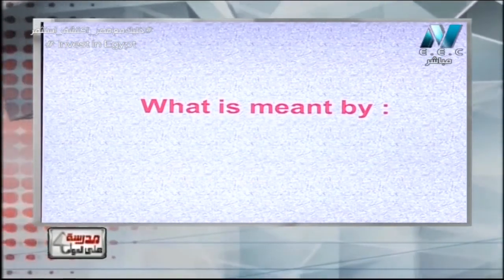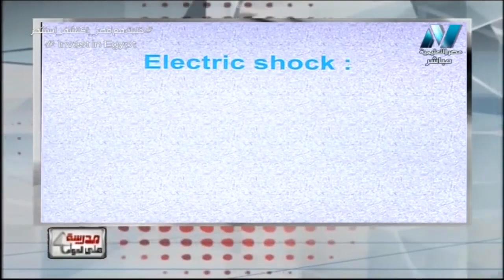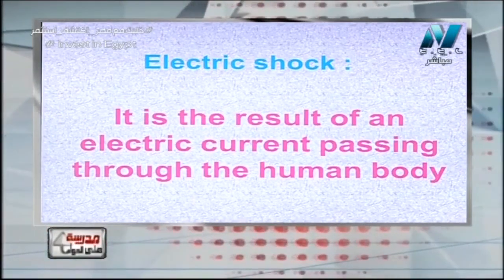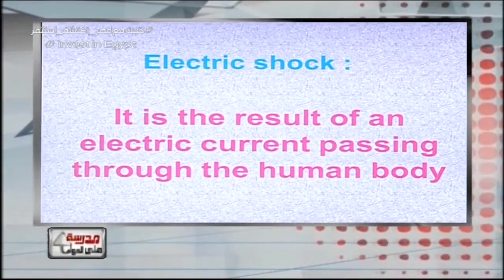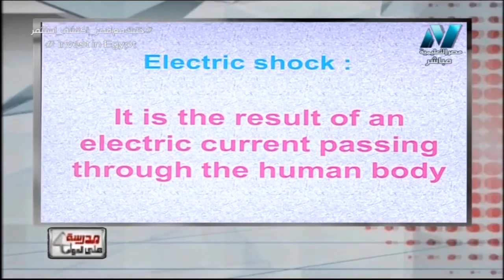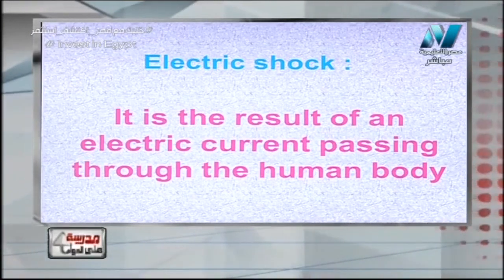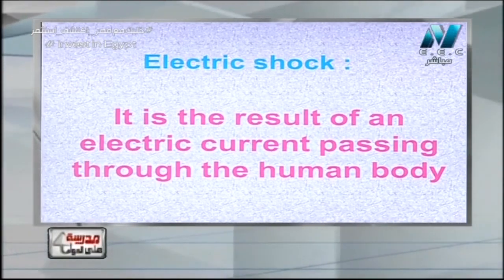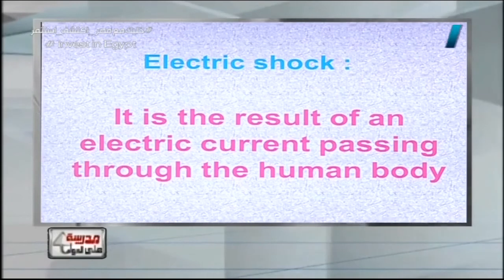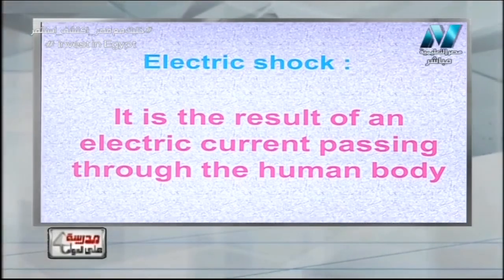Okay. What's meant by? Another type of question which is called what's meant by, or define, or what's the definition. Here it means the definition. What's meant by electric shock? What is the meaning of electric shock? Electric shock is the result of an electric current passing through the human body. It is the passing of electric current through the human body. Again, electric shock is the result of an electric current passing through the human body.